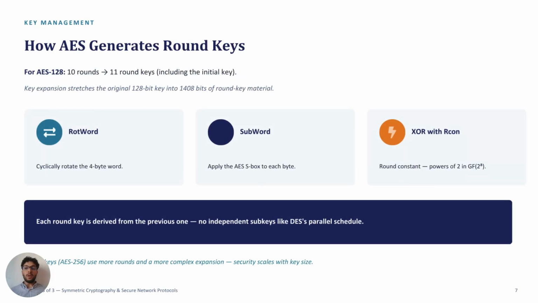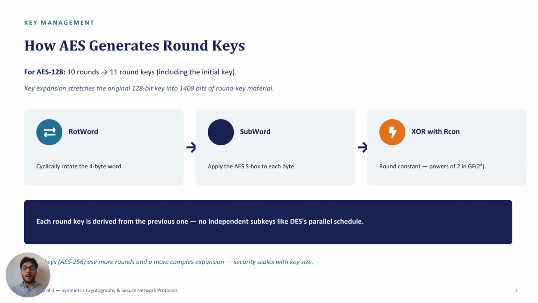The AES key schedule is also more sophisticated than the DES one. For AES-128, the 128-bit key expands into 128-bit round keys.